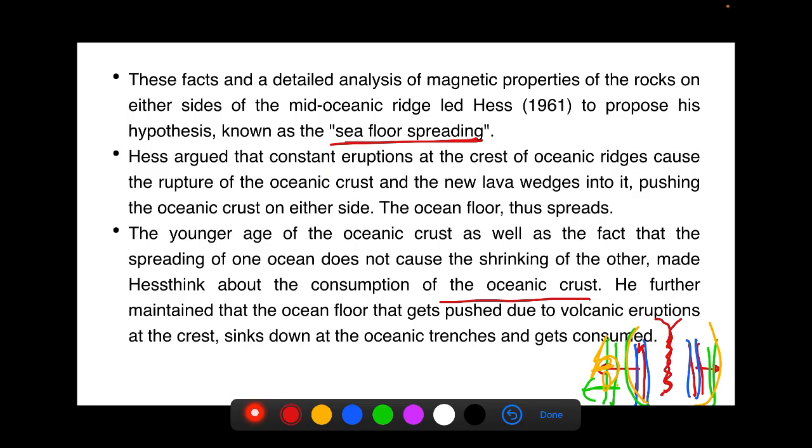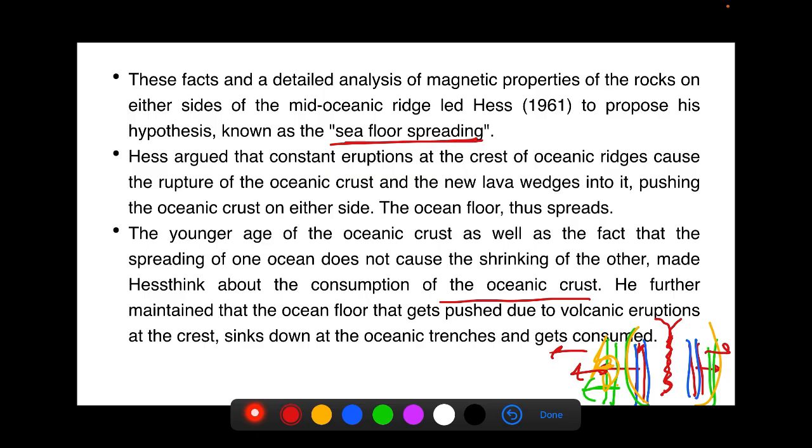He further maintained that the ocean floor that gets pushed due to volcanic eruption at the crest sinks down at the oceanic trenches and gets consumed. But if these kept strengthening and widening, then no continent would be left. That is what Harry Hess thought.